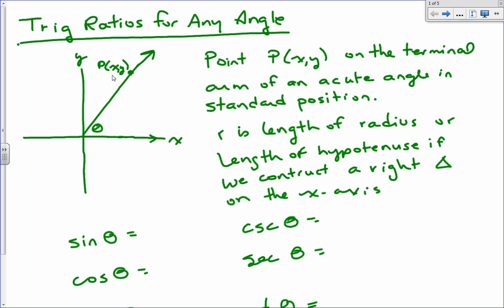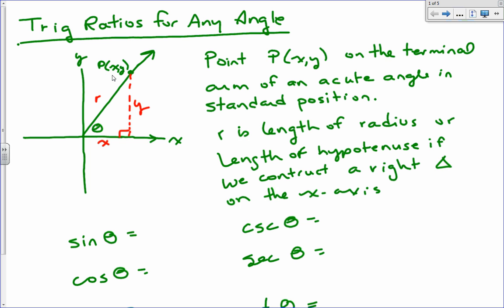We can drop a vertical bar here from point P to the x-axis, meeting it at a right angle, and you see that now we have a right triangle on the plane where the distance here is x, our horizontal distance, our vertical distance is y, and we can call this distance r, which could represent the radius if you're thinking of an arc as a part of a circle that's being inscribed by this point as it rotates through angle theta, or you can think of it as the hypotenuse of the triangle.